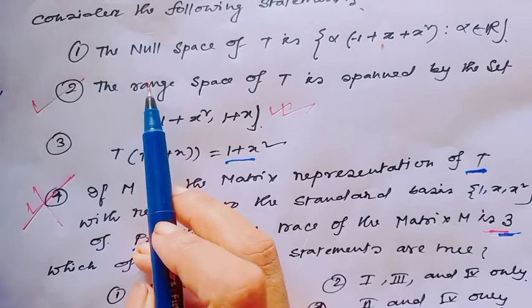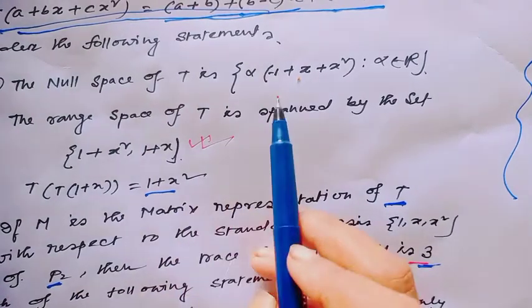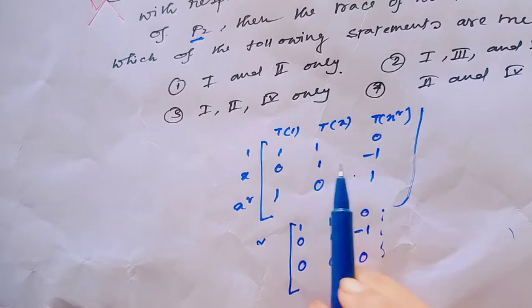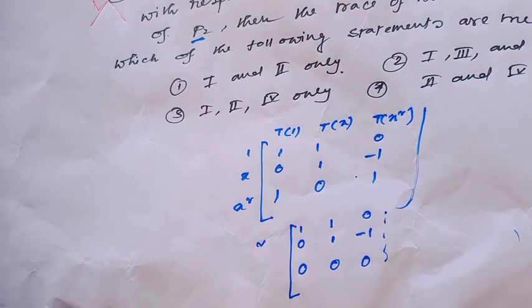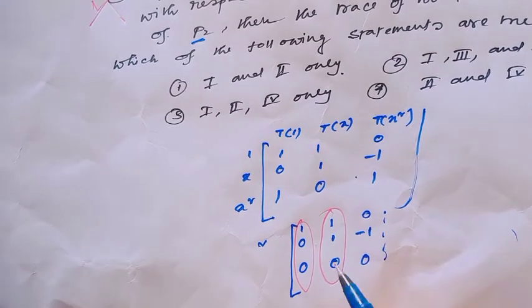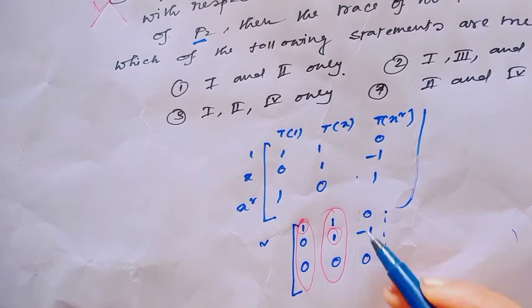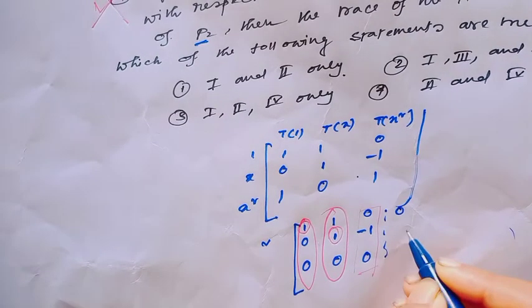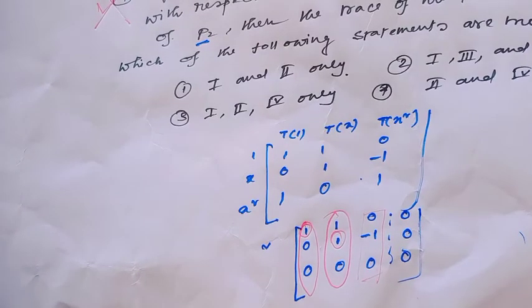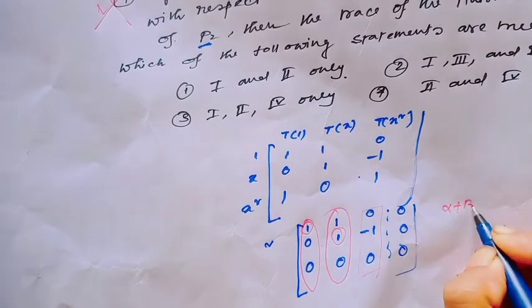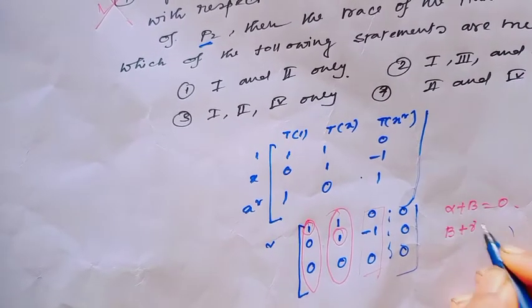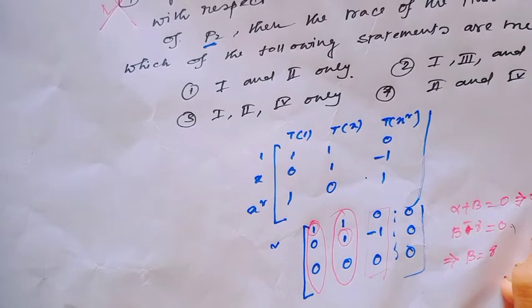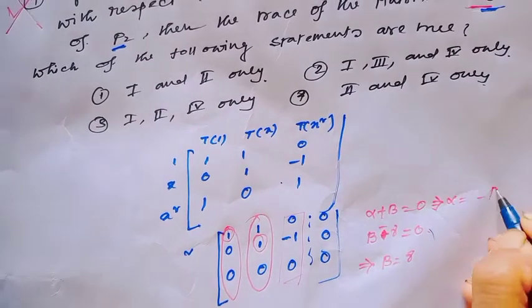Now I will see option 1. It indicates the null space of T contains alpha times minus 1 plus x square, where alpha belongs to R. We have to find the null space of this linear transformation. Since this is the pivot and this column is free variable, obviously this set contains a non-zero null space. For this, consider this equal to 0. That means alpha plus beta equal to 0, and beta plus gamma minus gamma equal to 0. That implies beta equal to gamma and alpha equal to minus beta.